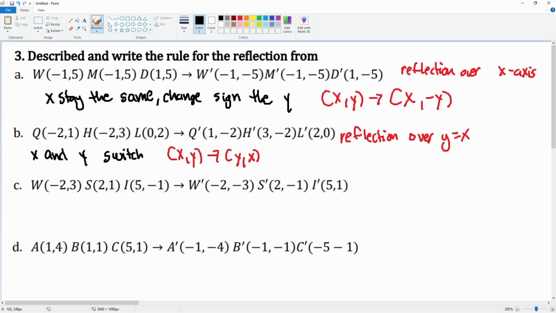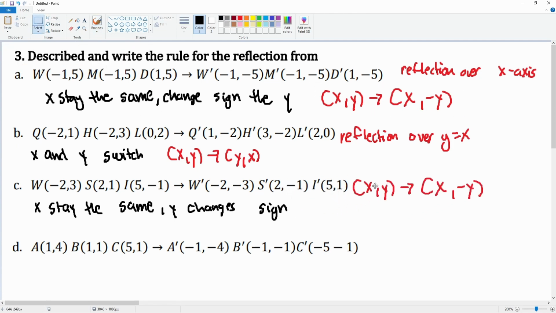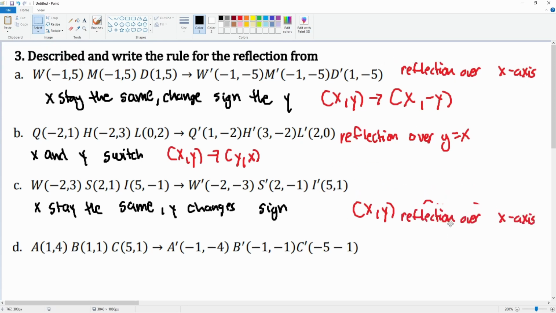Let's look at C here. This is -2 comma 3 became -2 comma -3. So it looks like the X stayed the same, and then the Y changes sign. And since the Y changes sign, we can write the same rule from before, from question A right here, right? And we know that this rule is a reflection over the x-axis because the X stays the same and the Y changes.